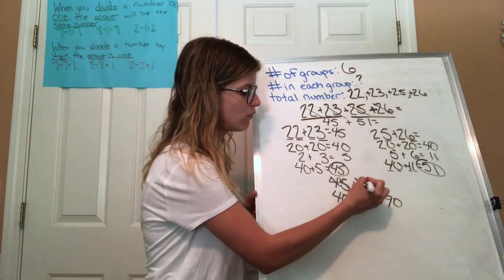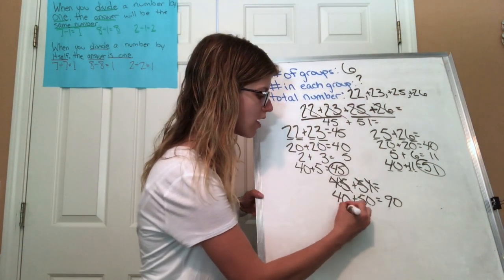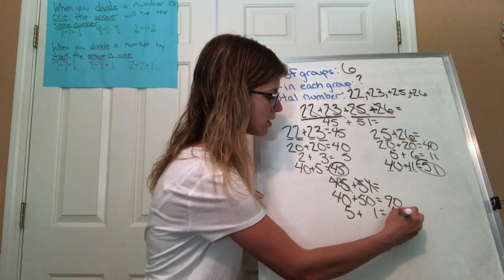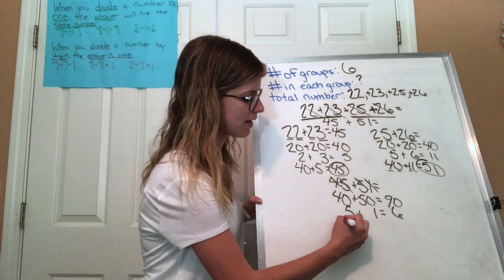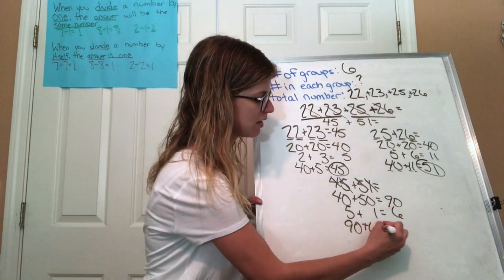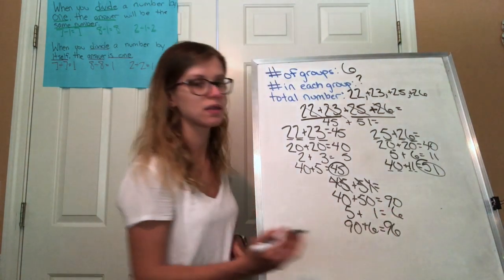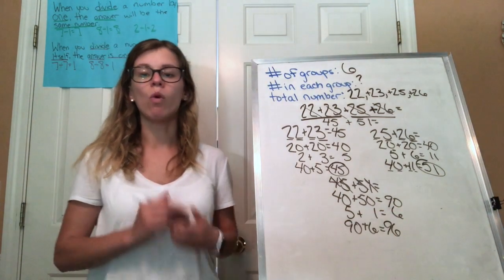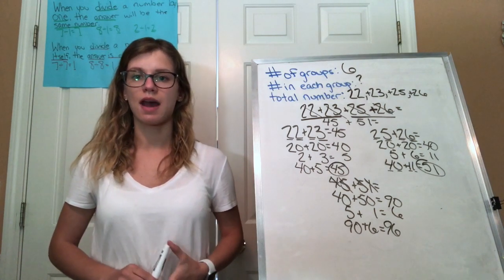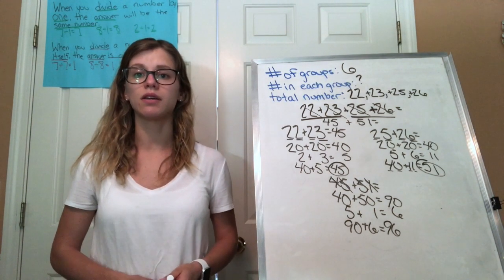And then 5 ones plus 1 one. So 5 plus 1 is equal to 6. So I'm adding that up. So 90 plus 6 is equal to 96. Pause me and think about, what does 96 represent now? What does 96 mean?